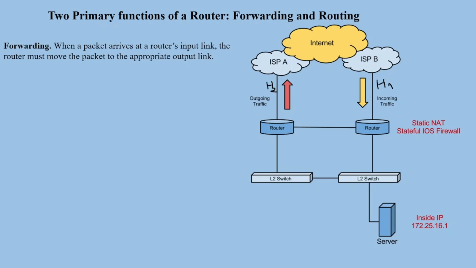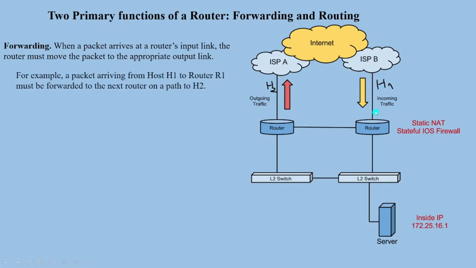So the first one is forwarding. When a packet arrives at a router's input link, the router must move the packet to the appropriate output link. That's actually the ultimate goal of routing. For example, a packet arriving from host H1 to router R1, here in this figure, must be forwarded to the next router on the path to H2. So this should be a path that actually takes the packet from H1 to H2, all the way to H2, crossing all the routers.